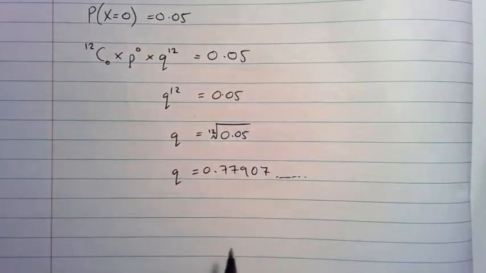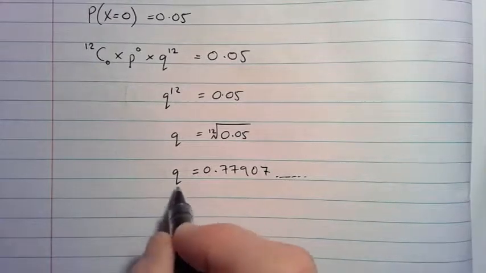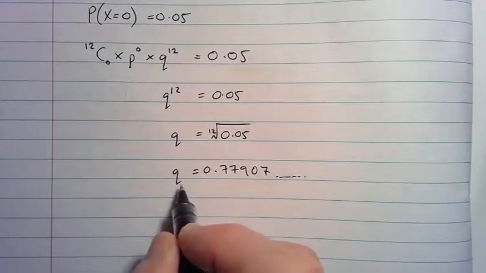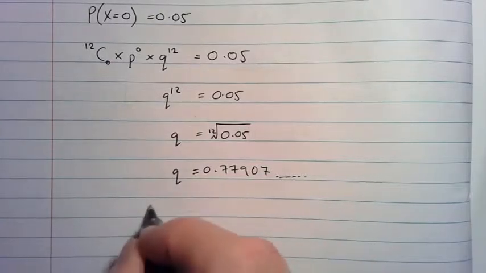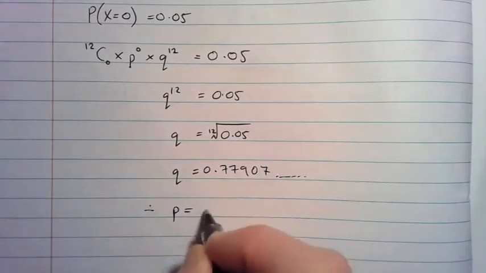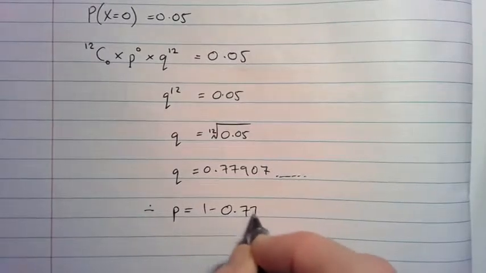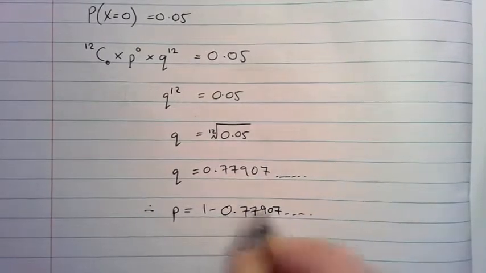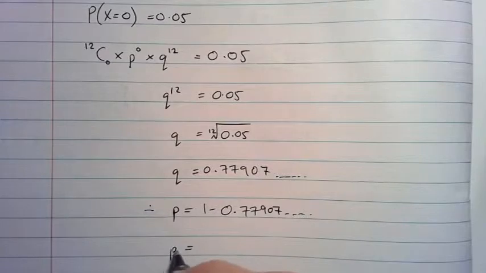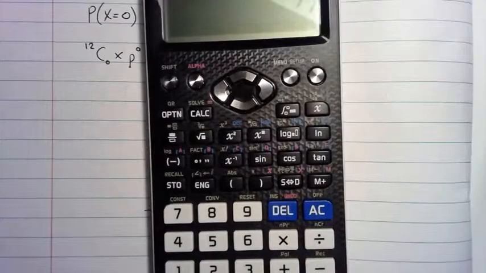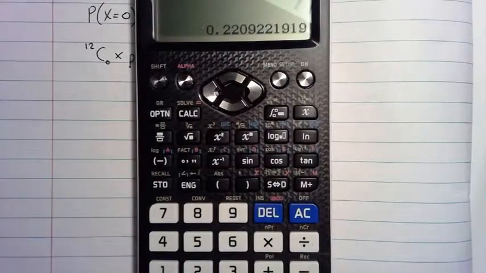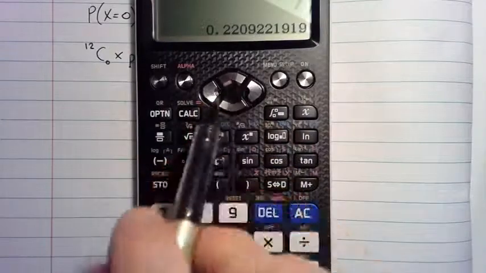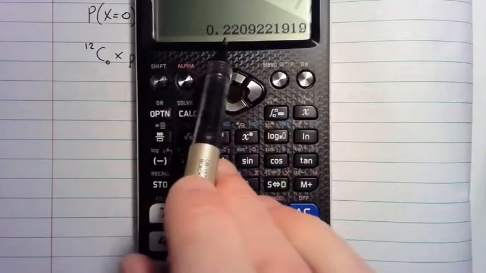Okay, keep that full calculator value because now q, remember, is the probability of failure, so therefore the probability of success p will be 1 minus the probability of failure. So 1 minus that, so 1 minus the answer, 0.220922, etc. So to three decimal places, 0.221.